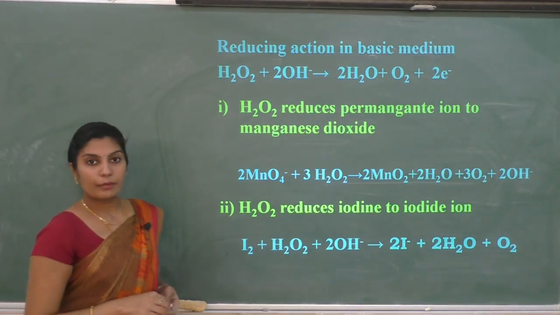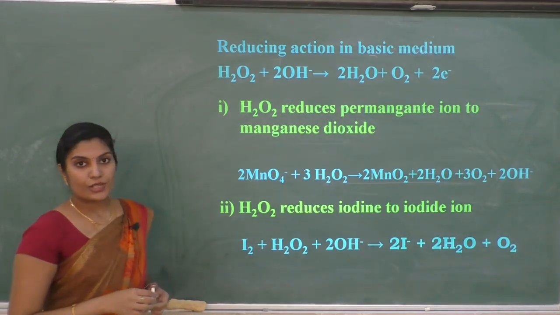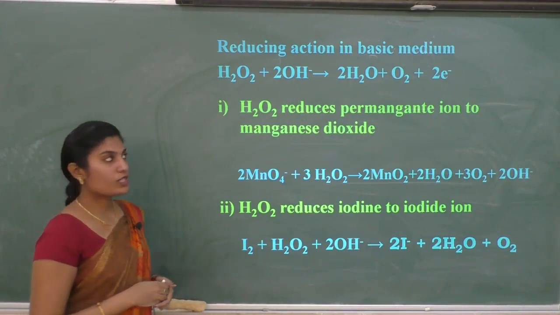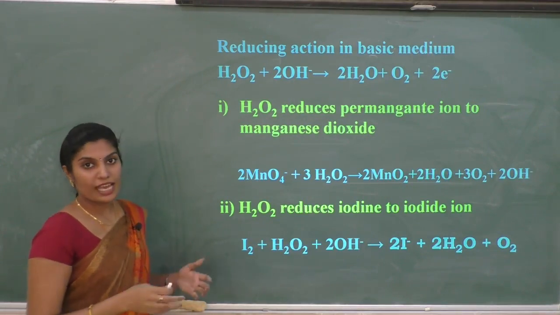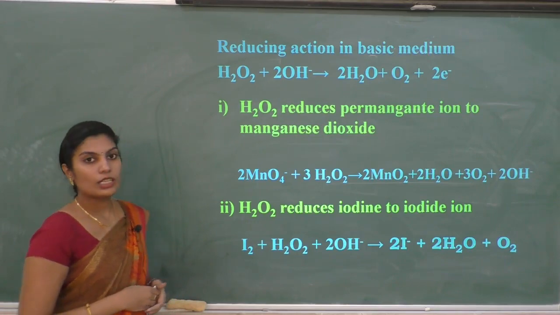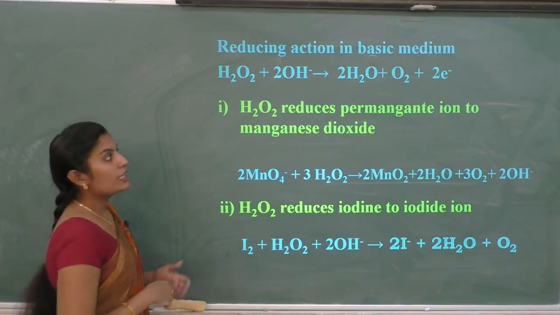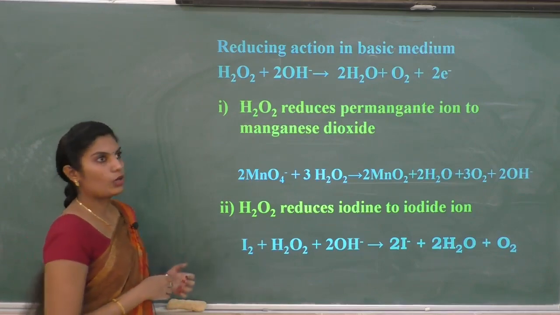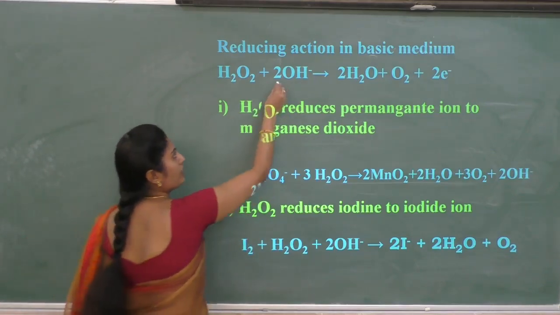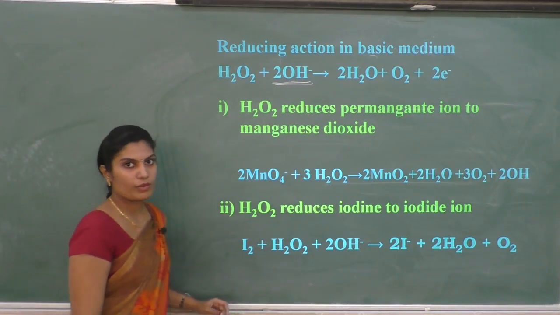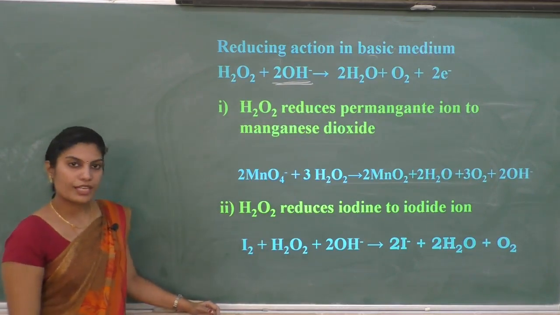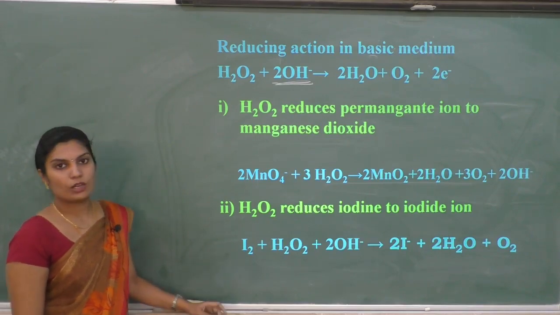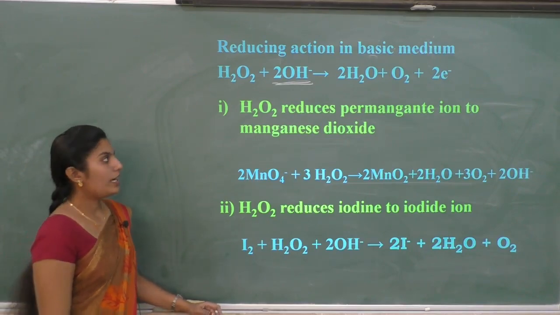Next, coming to the reducing action in basic medium. In basic medium, the reducing agent is H2O2. This H2O2 is oxidized to oxygen by the loss of 2 electrons. Basic medium means it contains OH minus ion. In the basic medium, H2O2 is oxidized to water and oxygen by the loss of 2 electrons.